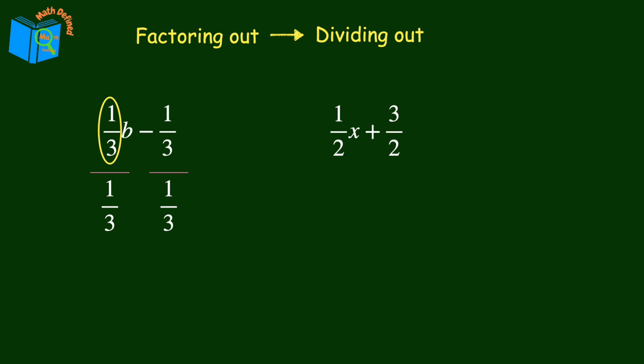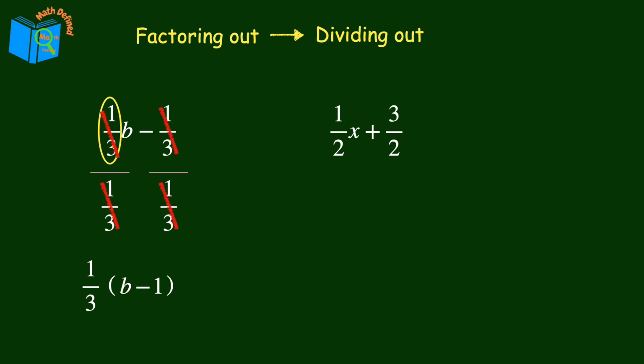We know that dividing 1/3 b by 1/3, the 1/3s will cancel each other out, leaving the variable b. And negative 1/3 divided by 1/3 will also cancel each other out, giving us negative 1. We will place these terms in parentheses, and the last step is to place the coefficient 1/3 outside of them. And now this expression has been rewritten in factored form: the coefficient 1/3 times the quantity b minus 1.